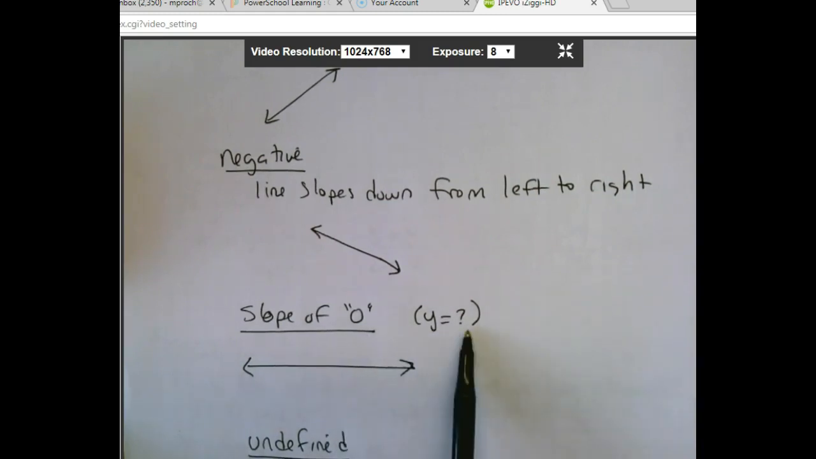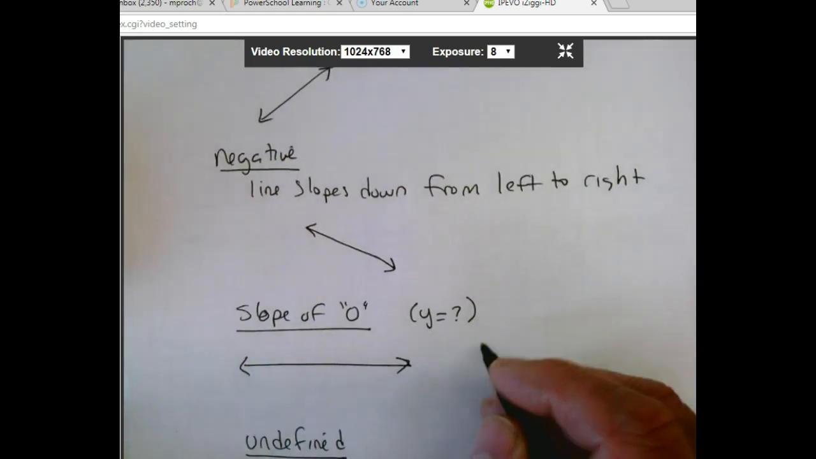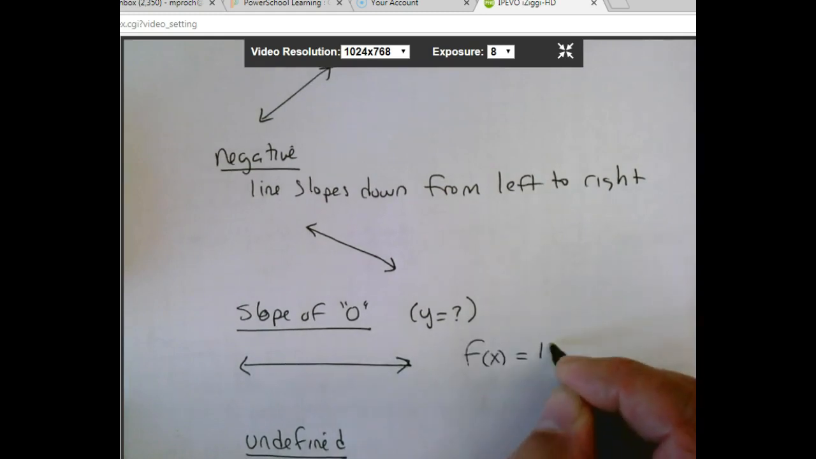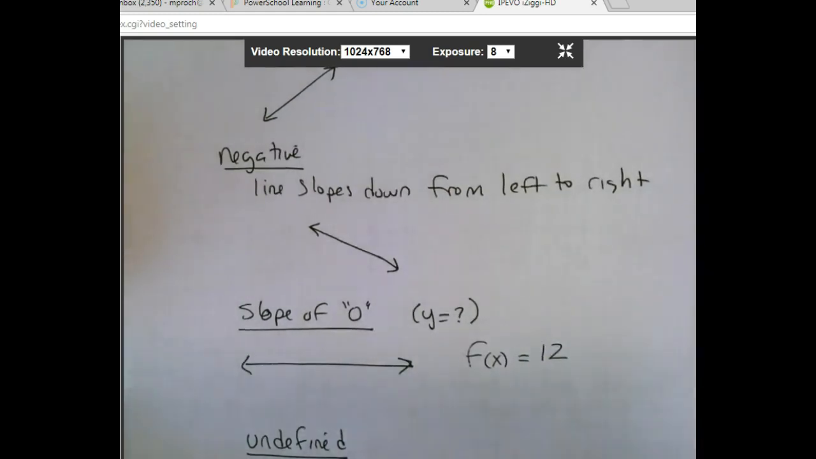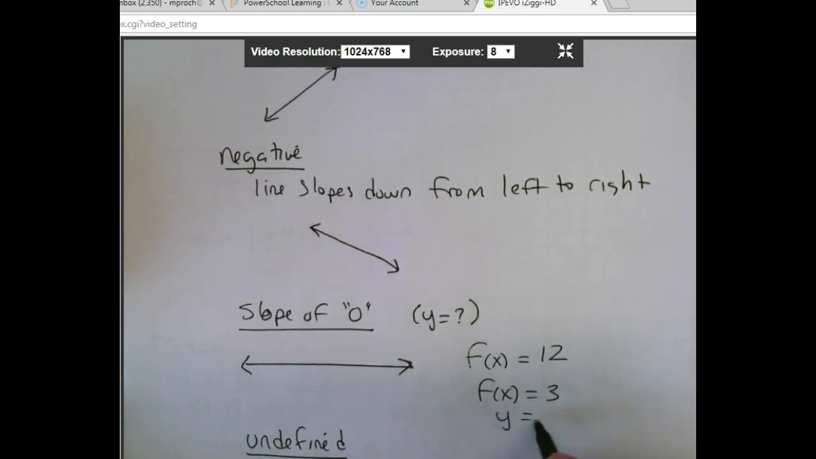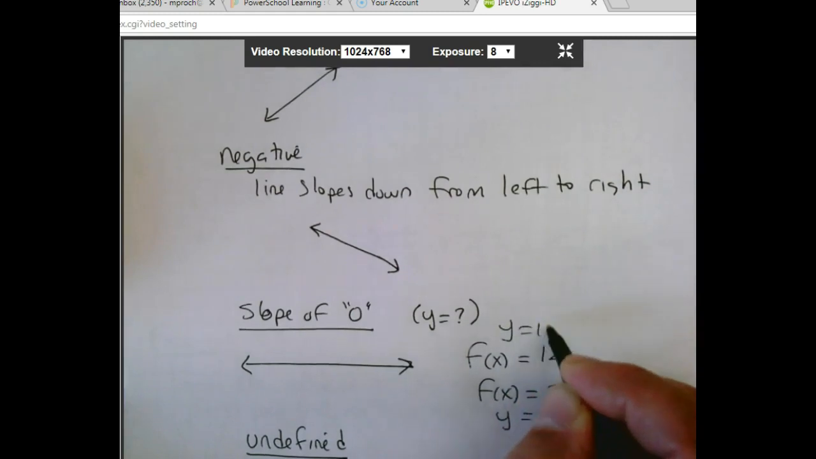And that's where y can be anything. Y can be a specific one number. This might be a 10 on the coordinate plane, and it doesn't change. Y is always equal to one number. And you'll see that expressed as something like this: f of x equals 12, or f of x equals 3. There's only one number over here. If you remember, f of x, the function of x, equals y. It's really saying y equals 3 or y equals 12.